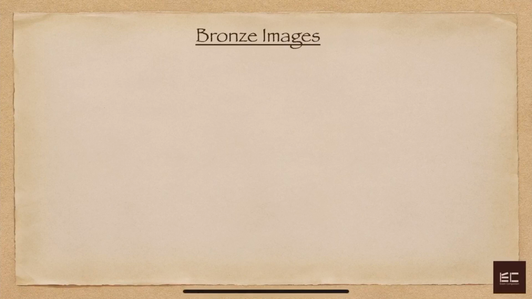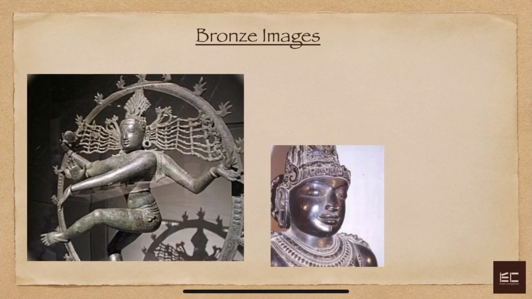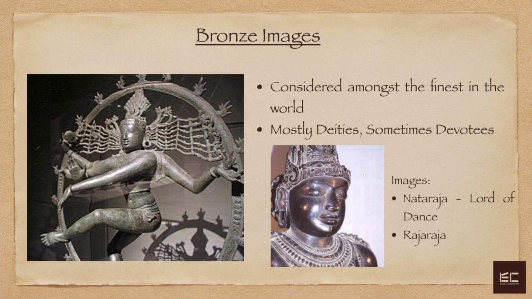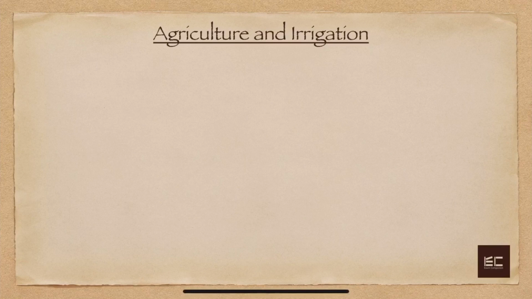The most popular craft at that time was making of bronze images. These bronze images were considered the finest in the world, and most of those images were of deities, kings, and sometimes of devotees as well. Here you can see the bronze image of Nataraj, who is the lord of dance, and Rajaraja, the great Chola king. Now, one of the major achievements of the Chola Empire was development in irrigation and agriculture methods.